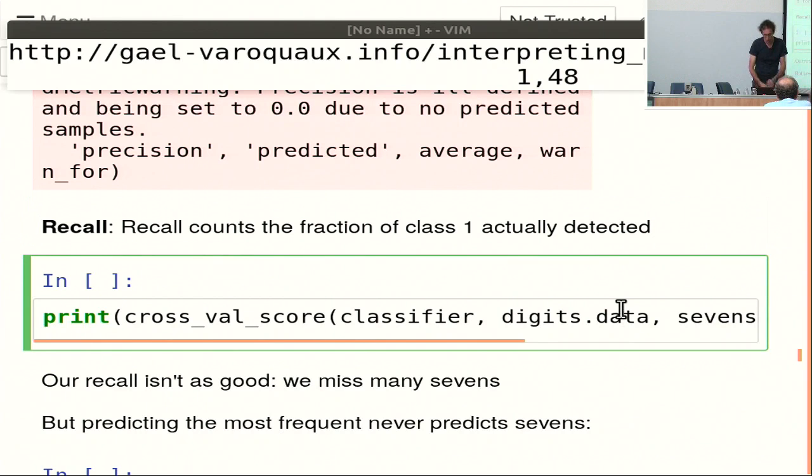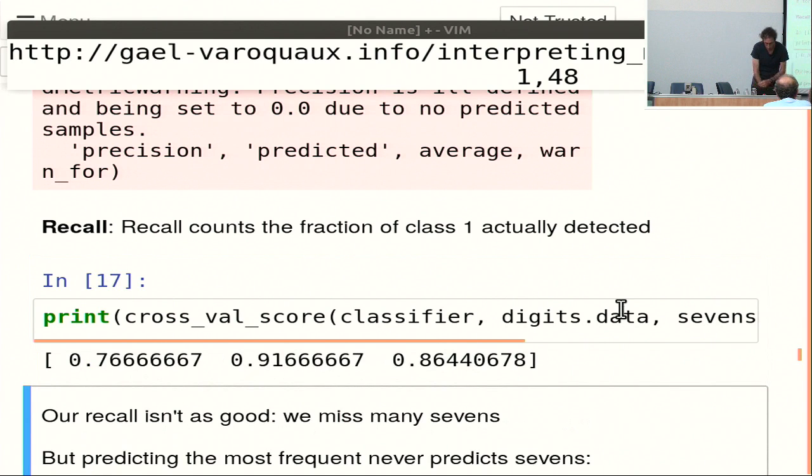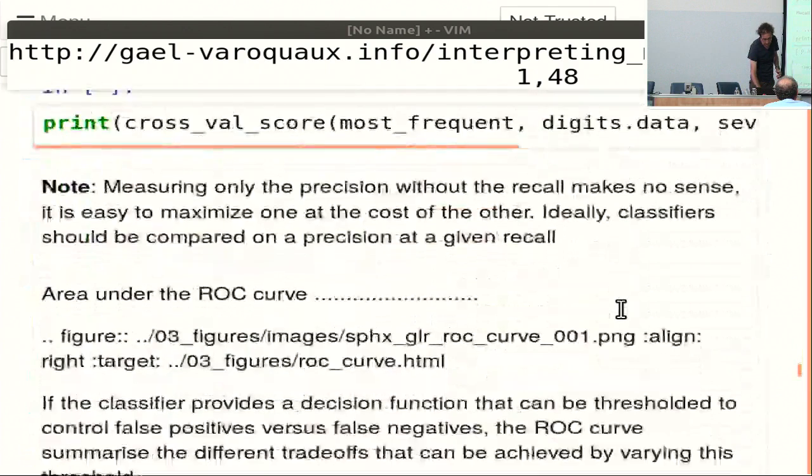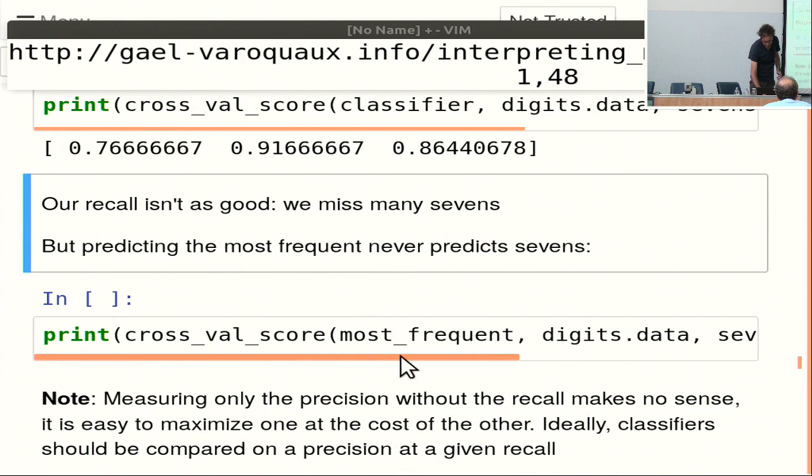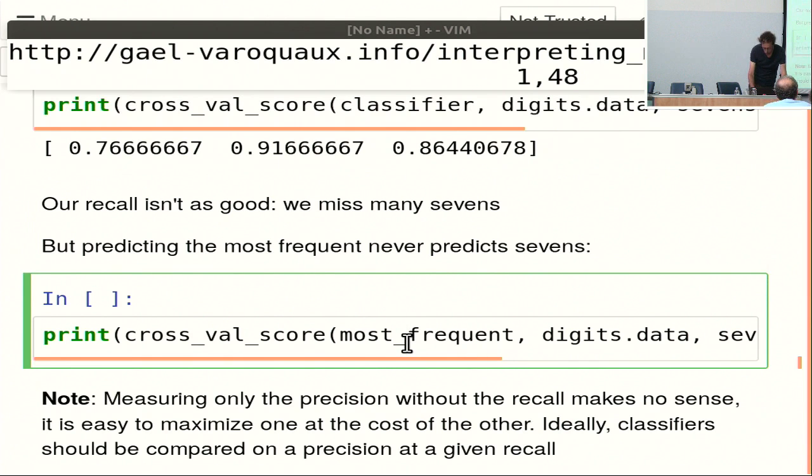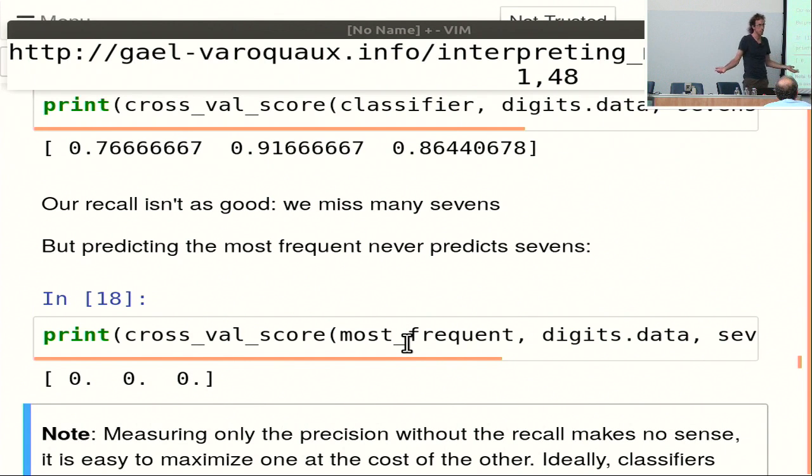And so here it's the fraction of 7s that is actually detected. So which fraction of 7s are we detecting? And what we're seeing is that our classifier doesn't have a great recall. It's only detecting a rather small fraction of the 7s. We're missing many 7s. But of course, the most frequent classifier never predicts any 7.